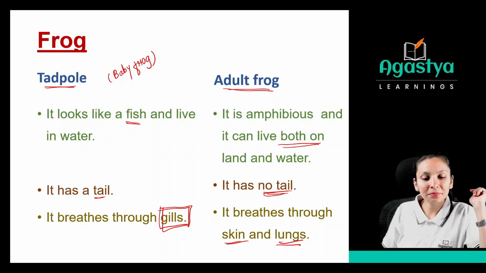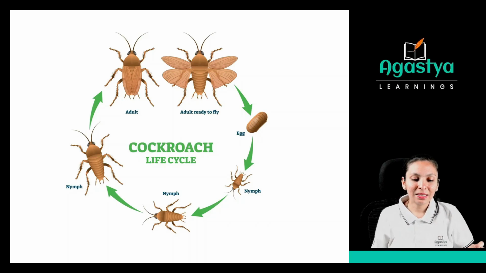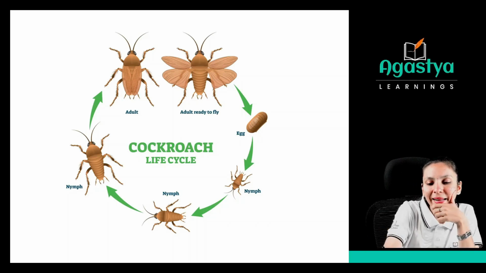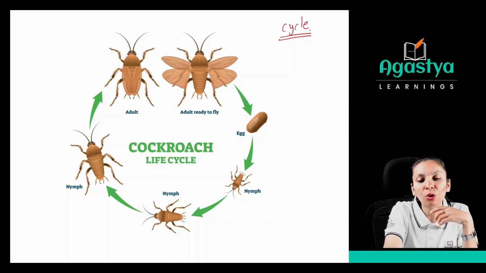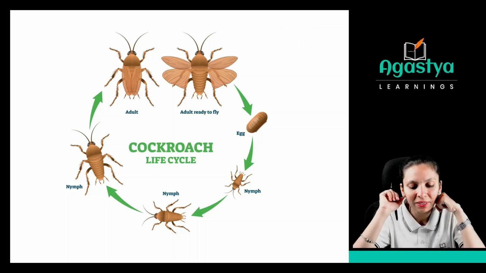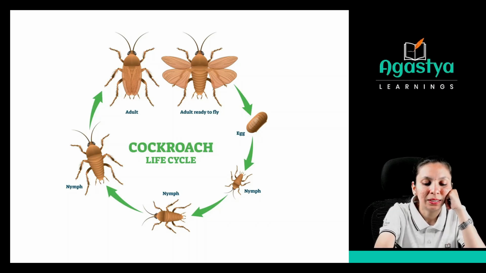Okay? Now see, the next animal is the cockroach. Okay, so that is something looking like a cycle again. So that is the life cycle of a cockroach. So what is there in the life cycle of a cockroach? From where do we have to start? Yes, you know this one, right? Have you seen this? Okay.